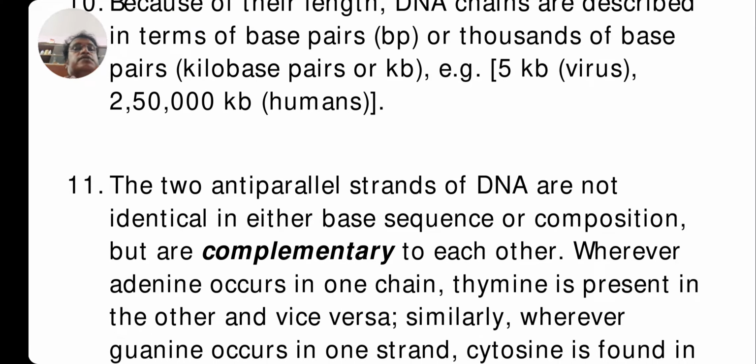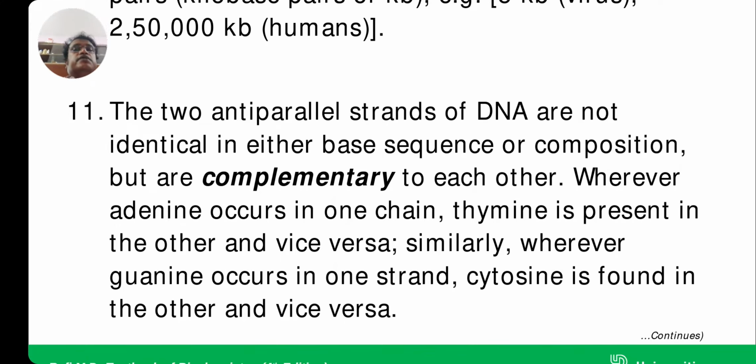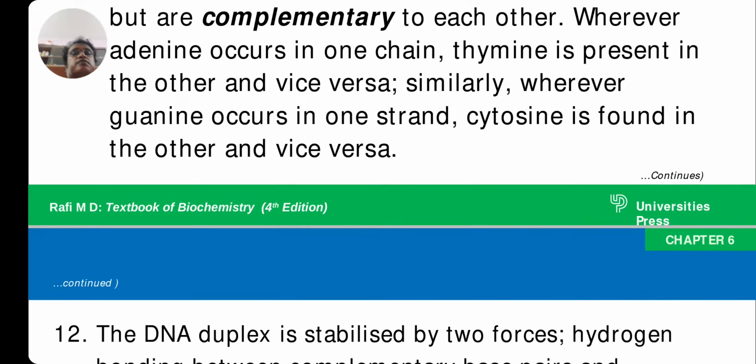The two antiparallel strands of DNA are not identical in their base sequence or composition but are complementary to each other. Wherever adenine occurs in one chain, thymine is present in the other and vice versa. Similarly, wherever guanine occurs in one strand, cytosine is found in the other and vice versa.